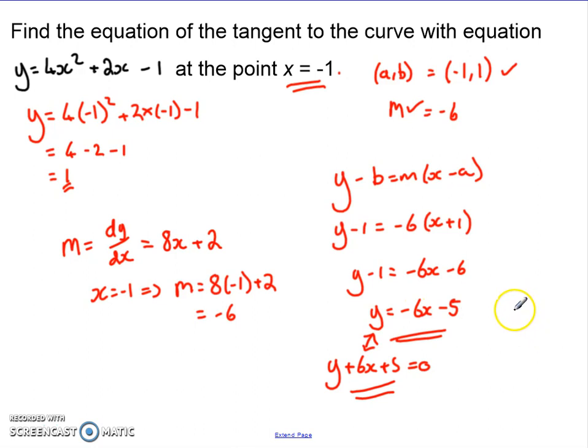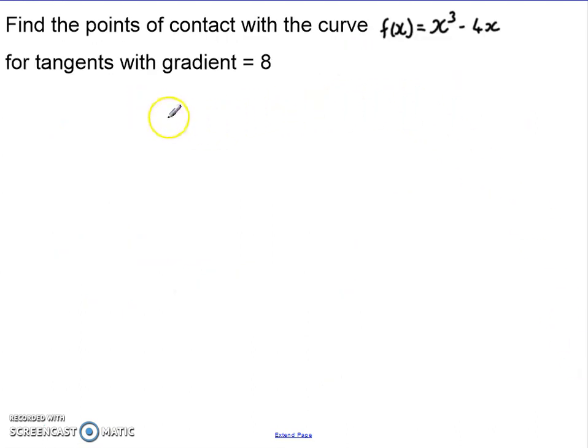Calculating the equation of the tangent at a point is fairly straightforward. We just need to remember this is the information we need. We need the point of intersection, we need the gradient. Sometimes you're given bits of information and asked to calculate other things relating to it. So in this one, I want to find the points of contact of this curve when the gradient is equal to 8. So I want to know where it meets here when this is equal to 8.